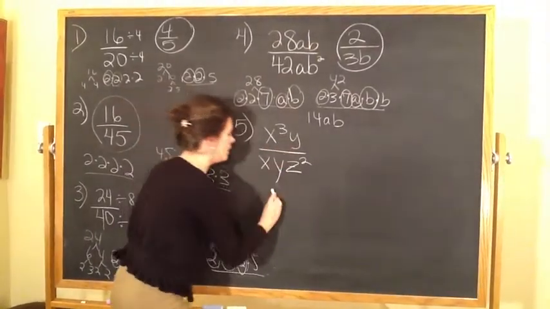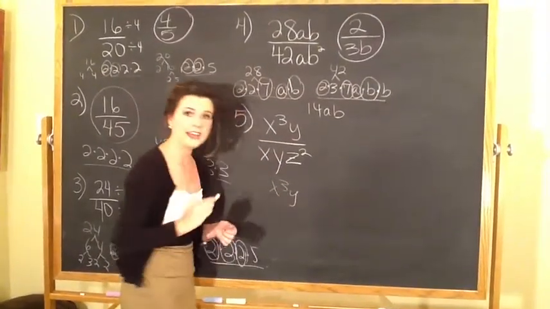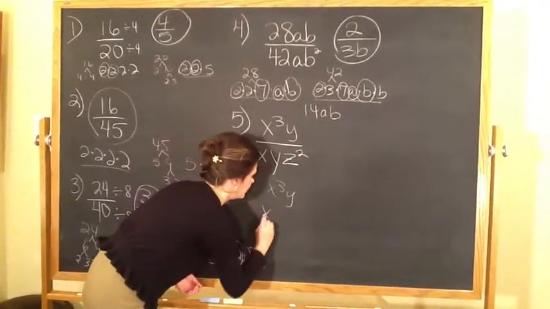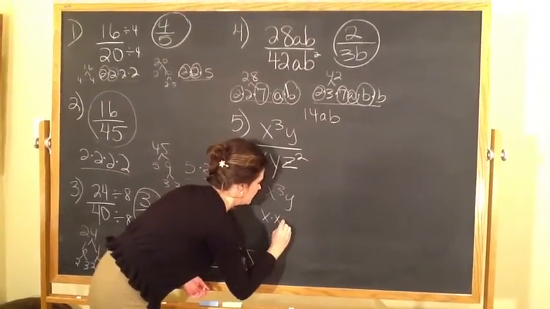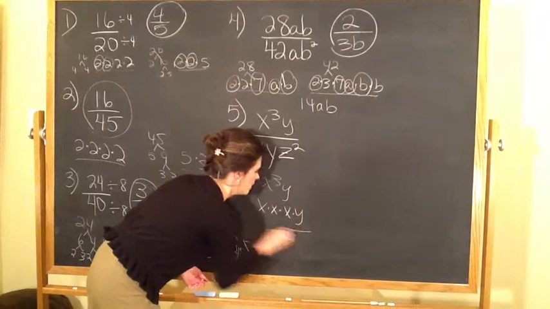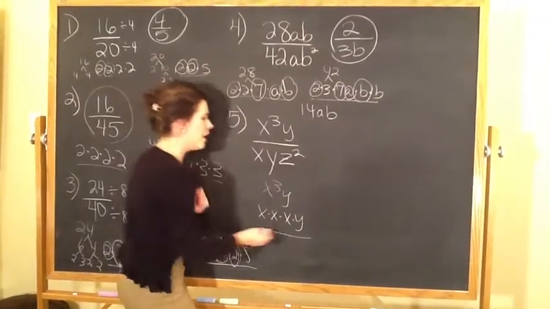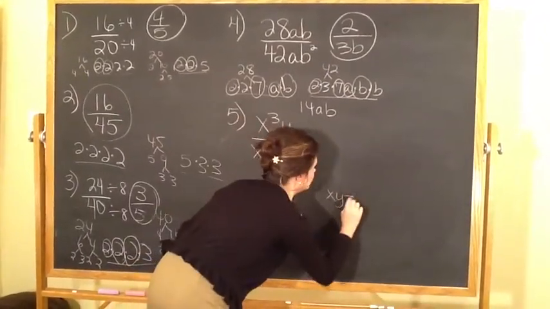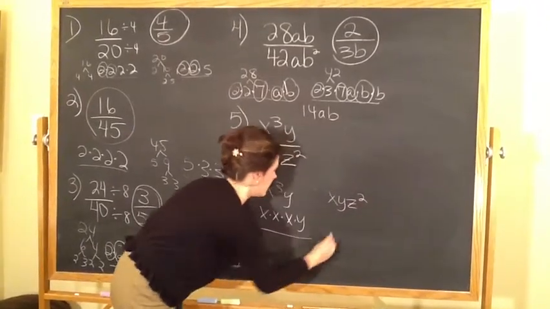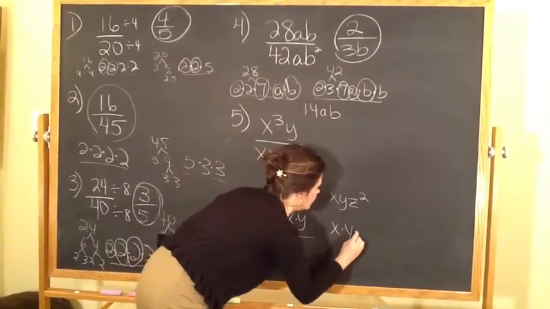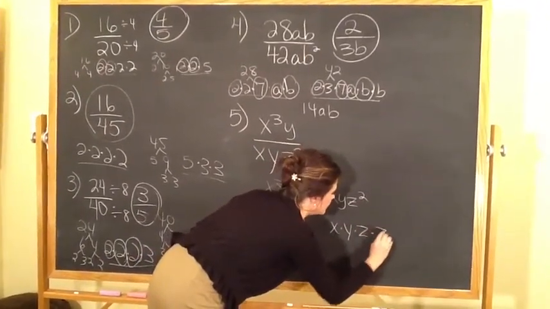So x cubed y. Let's find the prime factorization. It's x times x times x times y. That's the prime factorization of the numerator. Now let's find the prime factorization of the denominator. So we have x times y times z times z.